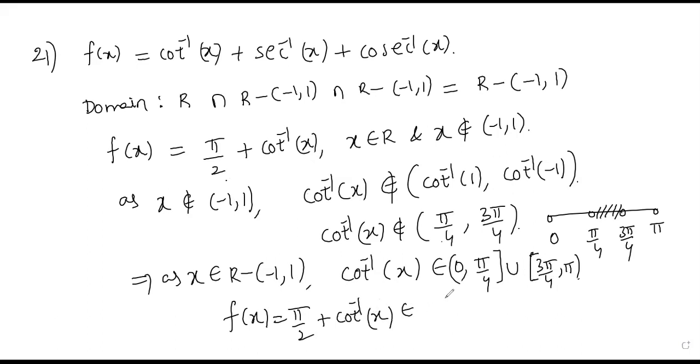pi by 2. Pi by 2 plus 0, what will you get? Pi by 2, comma, pi by 2 plus pi by 4, what will you get? 3 pi by 4, union, pi by 2 plus 3 pi by 4, what will you get? 5 pi by 4, comma, pi by 2 plus pi, what will you get? 3 pi by 2. So this will be the range of f of x.